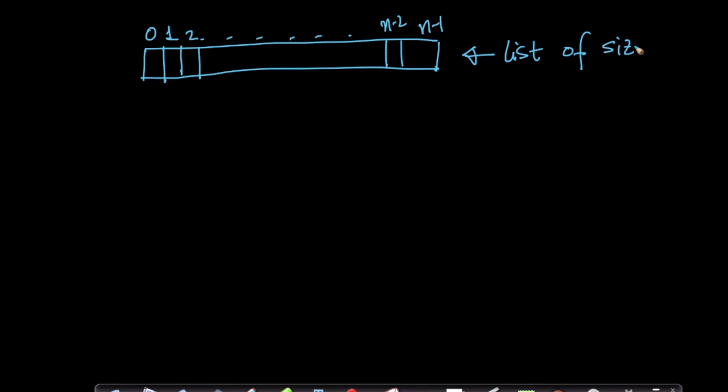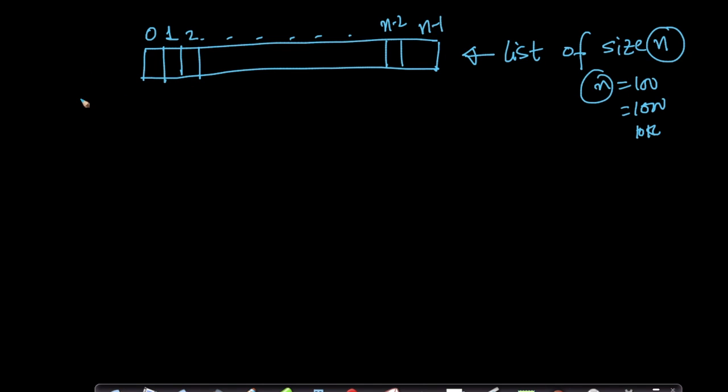So let me pick up an example here. Imagine if I have a list. This is index 0, index 1, so on and so forth, index 2, index n minus 2, and n minus 1. So this is a list of size n. This is important. So we are using general numbers. Of course, n could be 100, or 1000, or 10,000, any number. But we are just using a generic number n.